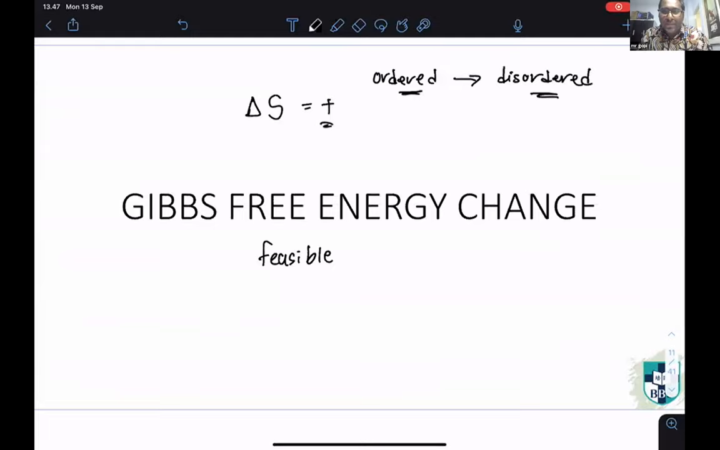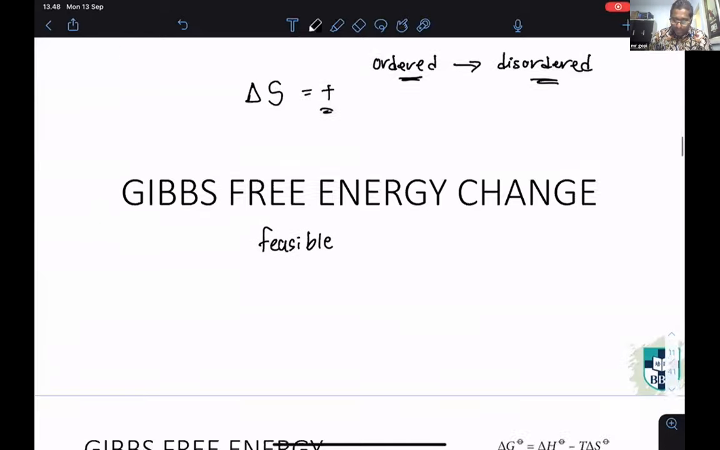For example, rusting. Everyone should know, at the beginning, that rusting is a spontaneous reaction. So how do we identify, how do we calculate, whether a particular reaction is spontaneous or not? There is a formula which you need to know, which is known as Gibbs free energy change.